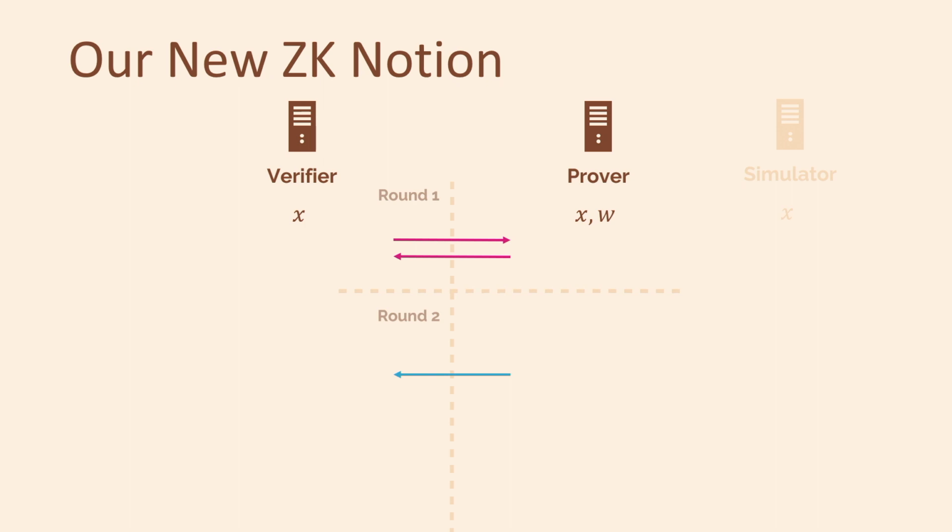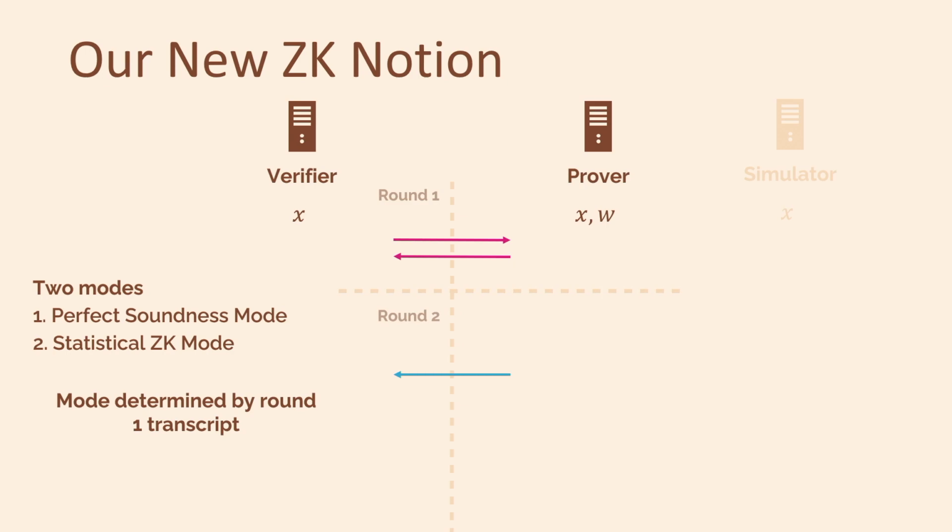First, we're going to work in the simultaneous message model. So the first round is going to have a message simultaneously from the verifier and the prover. And then this new zero knowledge protocol is going to work in one of two modes. The first mode we're going to call perfect soundness mode, and the second we're going to call statistical zero knowledge mode. Moreover, the mode is going to be determined completely by the round one transcript. So once round one is fixed, that also fixes the mode.